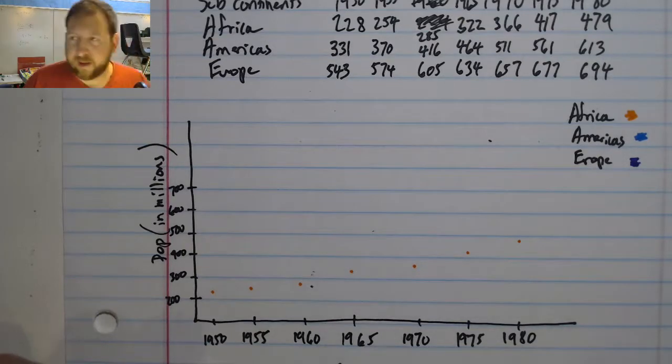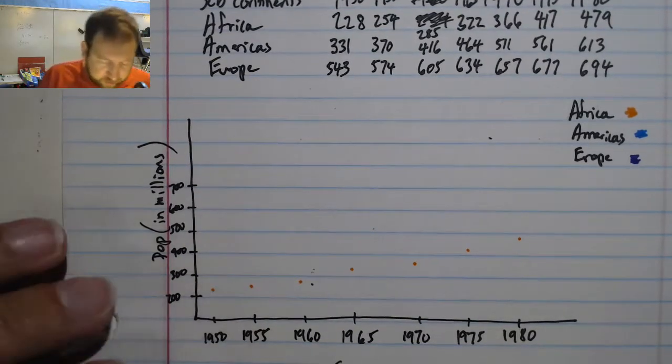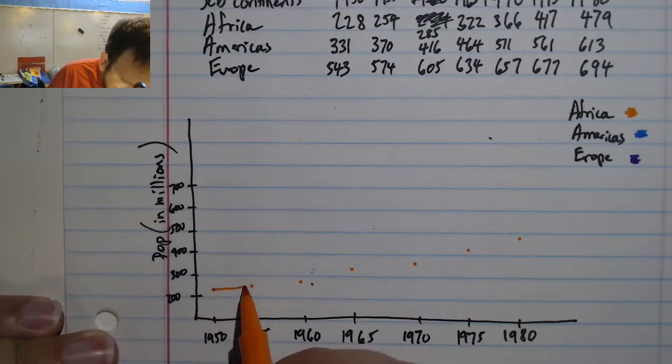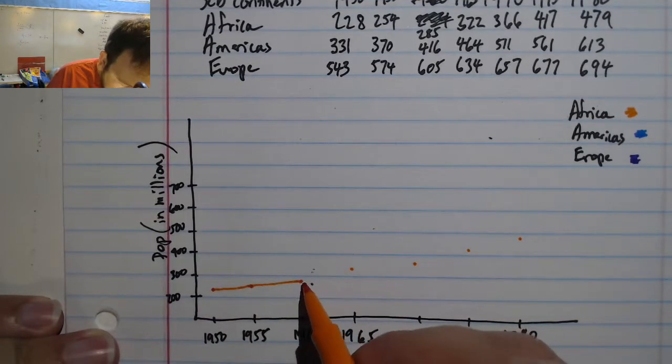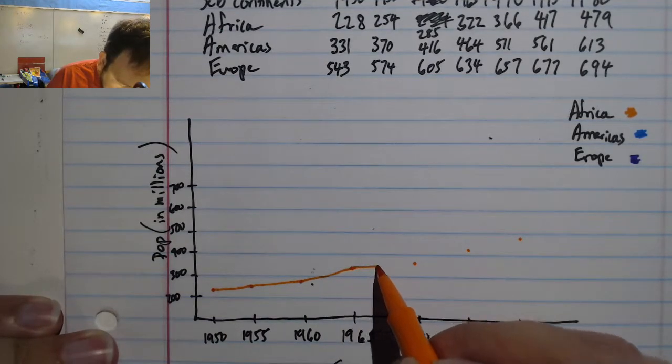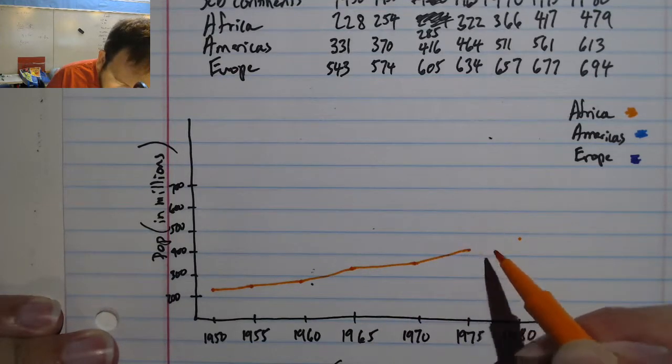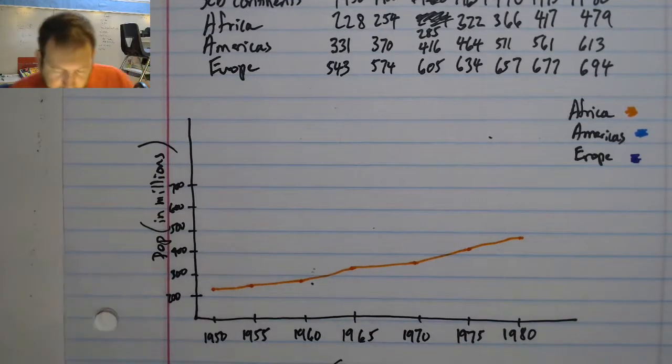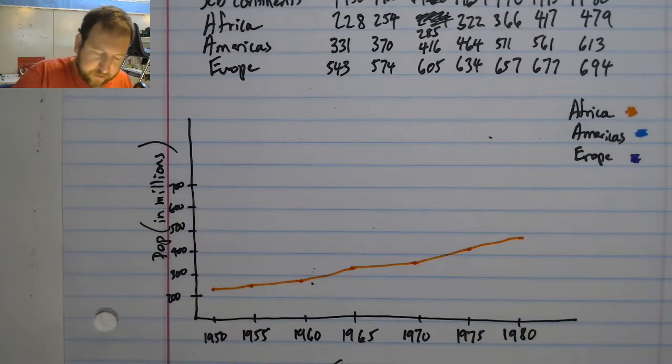About there. Now I could use my ruler, I probably should, but since these are small, I'm going to go ahead and connect the lines this way. There we go. Let's do Americas.